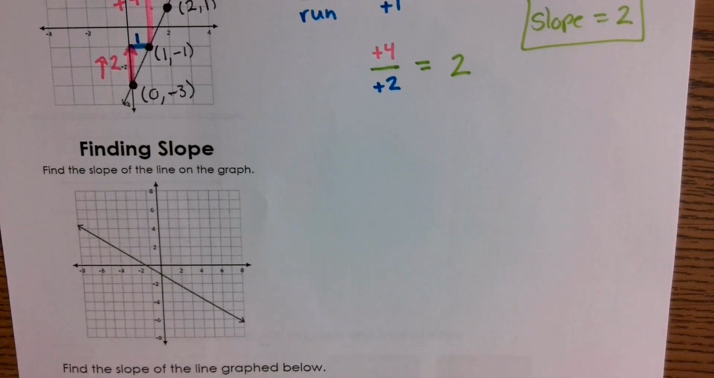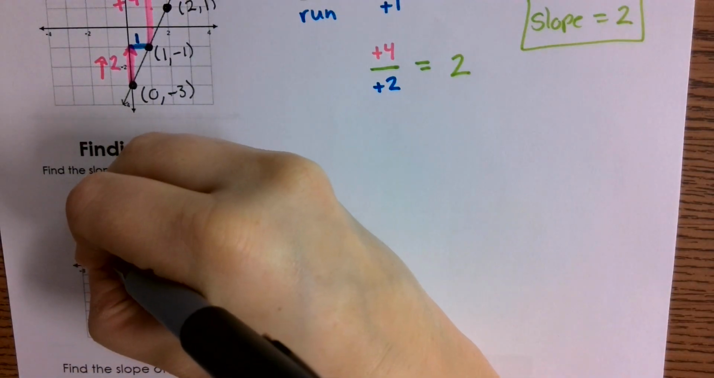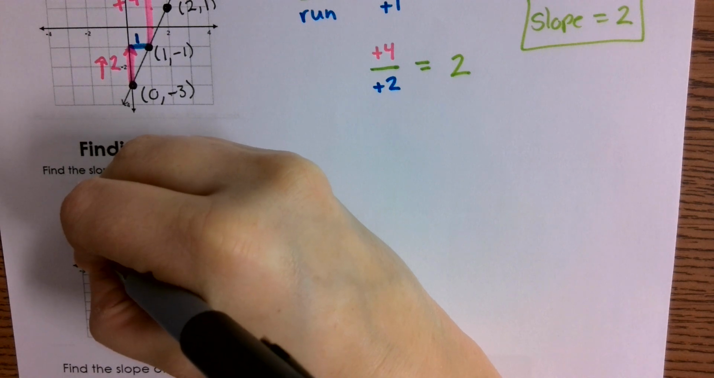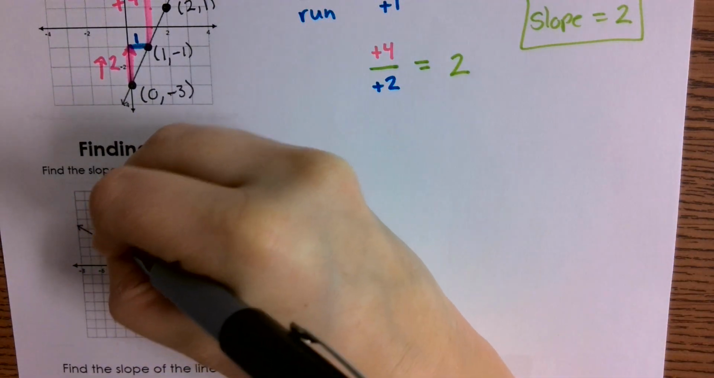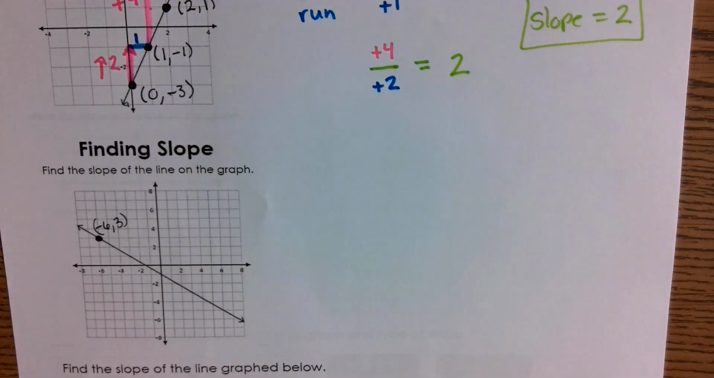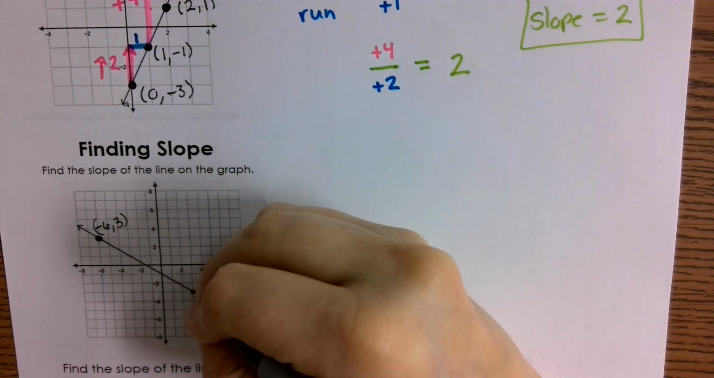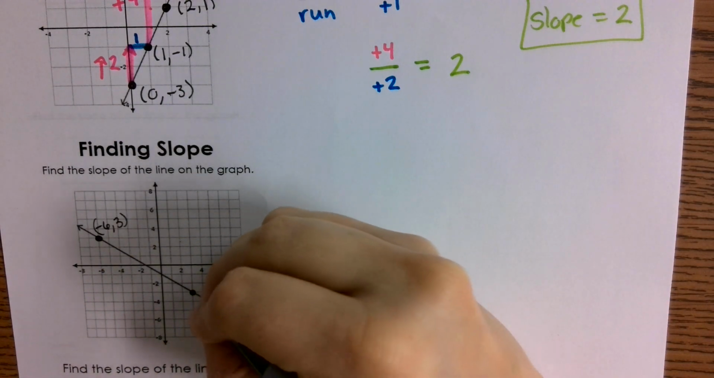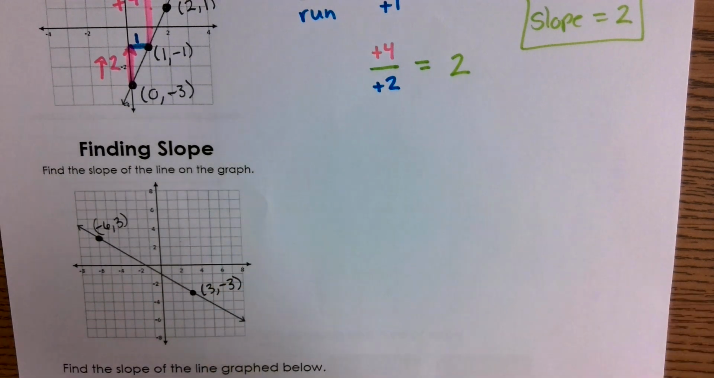Okay, so we need to find a couple of points on here. Here, I found a point right here. This point is at negative 6, positive 3. So I have a point at negative 6, positive 3. And I also happen to have a point right here as well. I have a point at positive 3, negative 3. I have a point at positive 3 and negative 3.